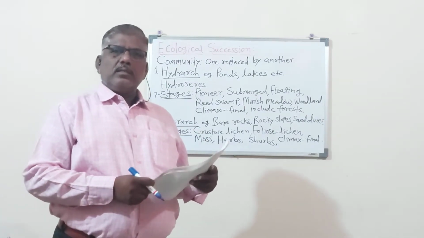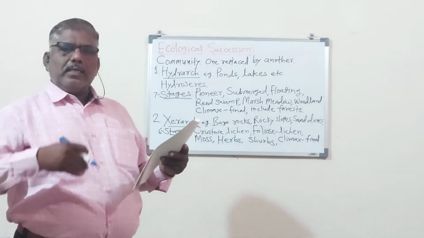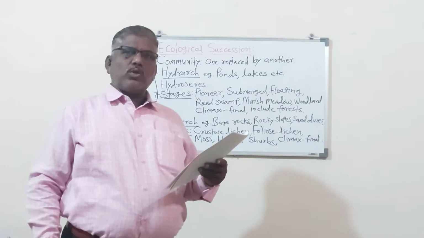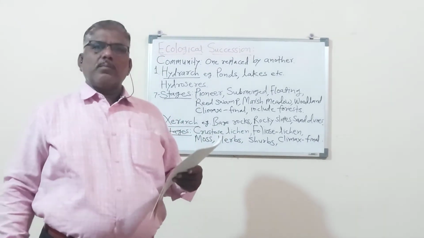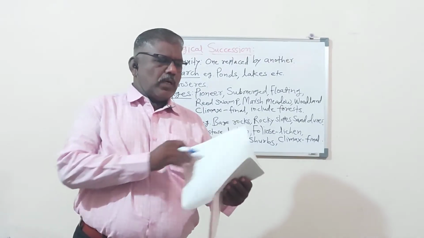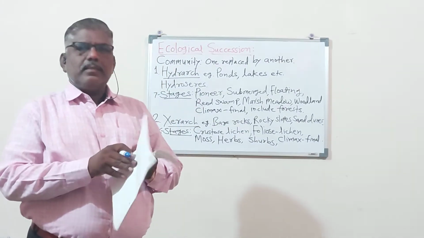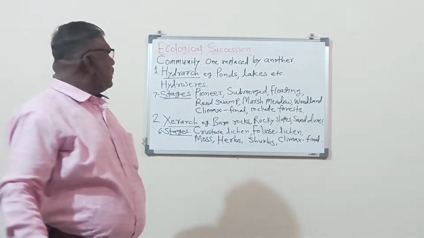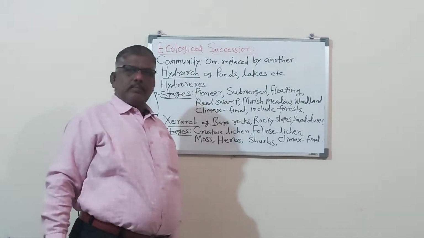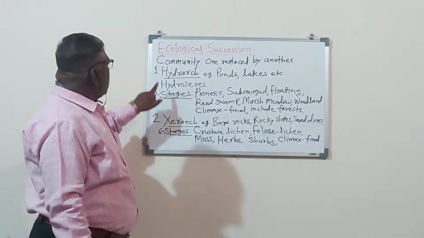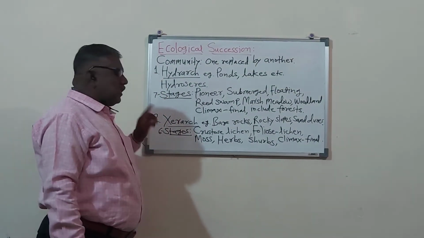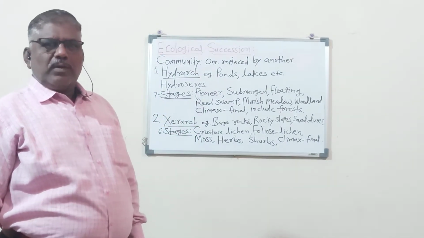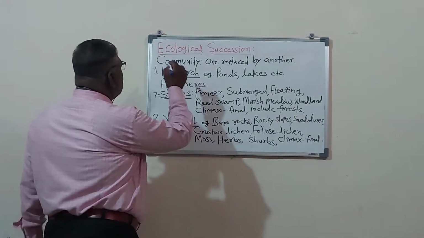In the atmosphere, you came to know there are different layers. First one is the troposphere, second one is the stratosphere, third one is the mesosphere, then thermosphere, and exosphere. So dear students, today we will complete the remaining part of this chapter, and that remaining part is ecological succession. In ecological succession, there are the hydrarchs and the xerarchs. These two points are given as per our syllabus. So today we will first study ecological succession.